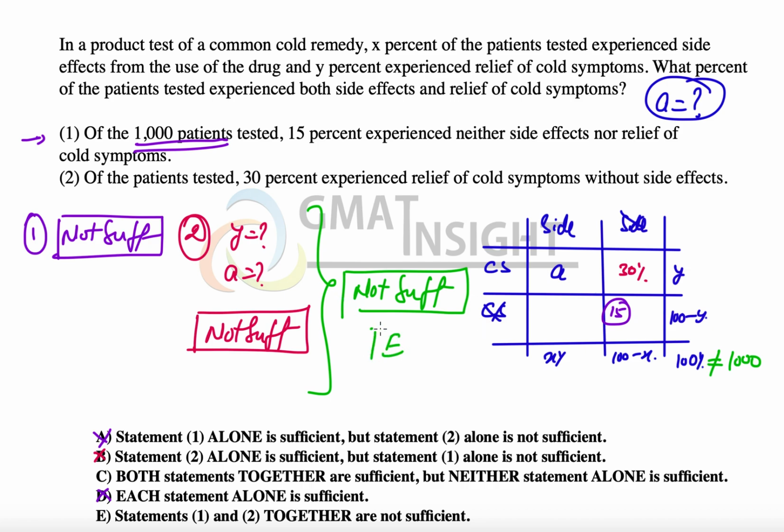And therefore the answer to the question becomes option E because statements 1 and 2 together are not sufficient.